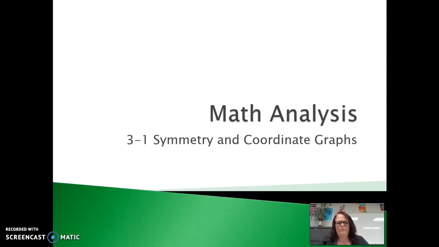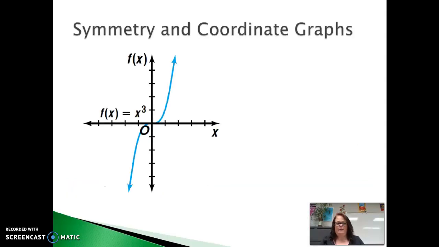All right, so we're going to move into chapter 3, and we're going to be talking about graphs in this chapter. So hopefully you are into graphing because that's what it's going to be about. We're going to start with talking about symmetry and how to look at a graph and know what it's symmetric to, because the goal is that we're not going to be using XY charts anymore to graph, that we're going to be able to look at something and know how to graph it.